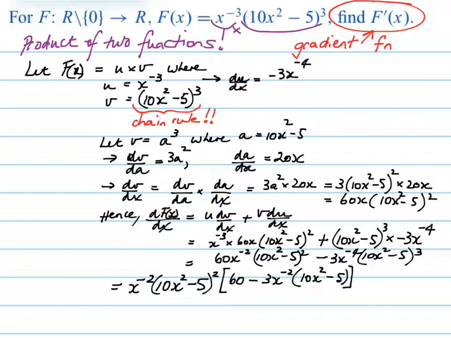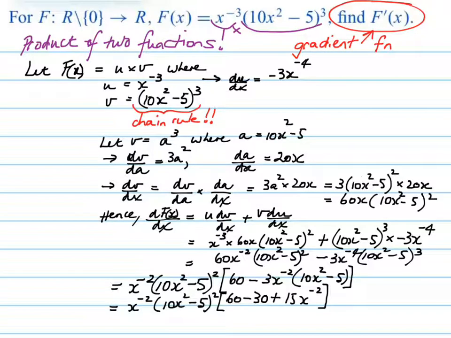Okay, so is that right? Let's have a look. From the first term, all I've got left is 60. And from the second term, all I've got left is, that's right, 3x to the minus 2, because I took 2 of them out the front, times 10x squared minus 5 to the 1. Good work. Now, what are we going to do? We need to clean up what's inside that second bracket, don't we? Let's do that.